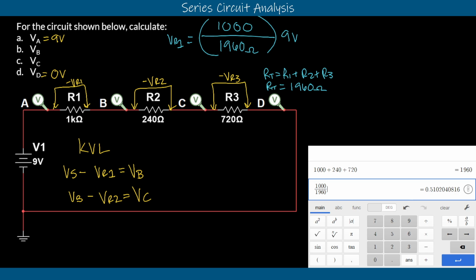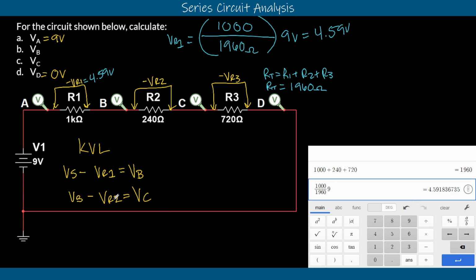Okay, now that we double checked our ratio, we can multiply by our 9 volts times 9 here, and that gives us 4.59. We can say that VR1 is equal to 4.59 volts.